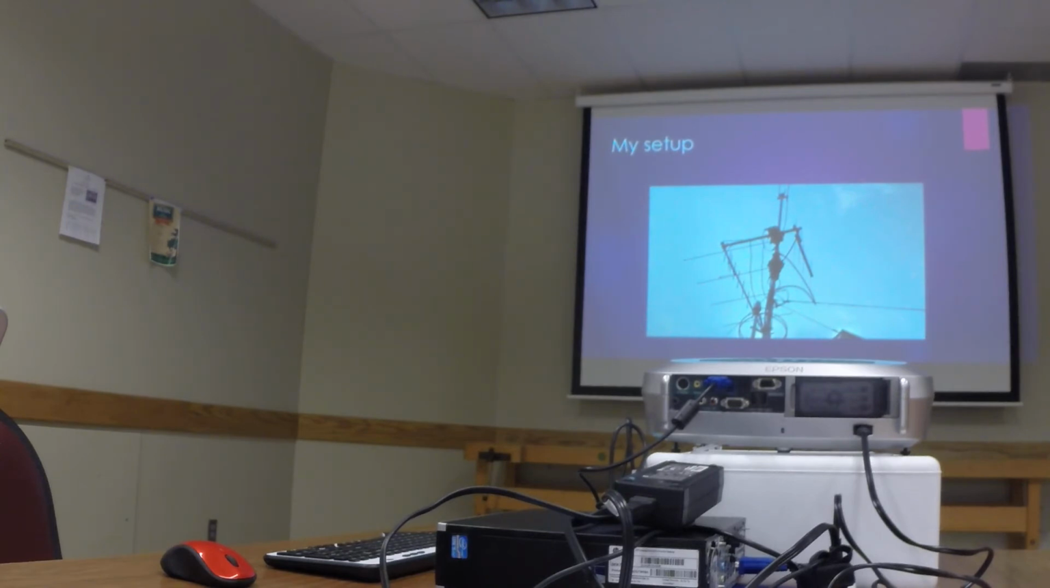How powerful are the satellite transmitters? They vary. I think most of the UHF ones are under a watt.